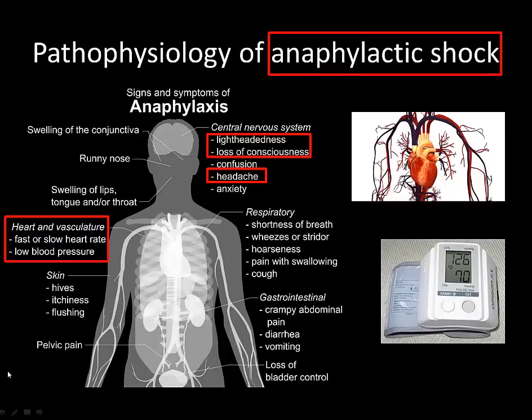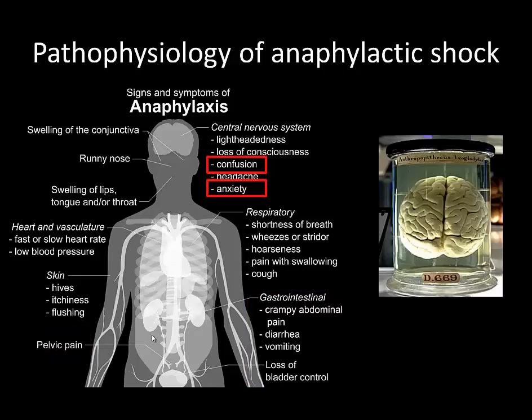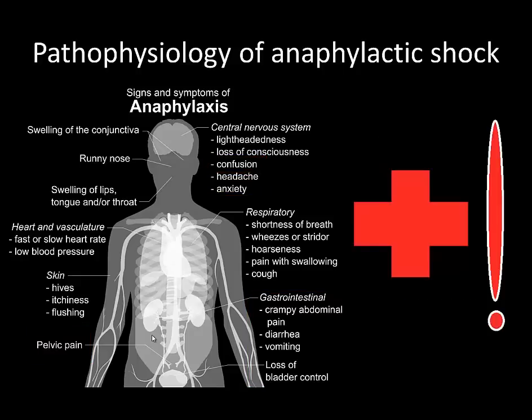Vasodilation and release of fluids from the blood into surrounding tissue causes the drop in blood pressure that we call anaphylactic shock. Gastrointestinal symptoms are really common as well. Abdominal pain, nausea, vomiting, diarrhea. Anxiety, confusion, panic are all common neurological symptoms.